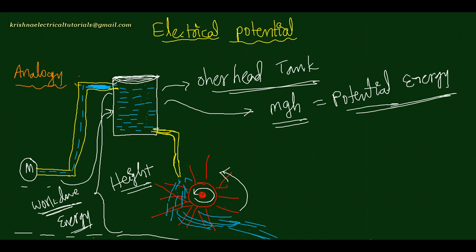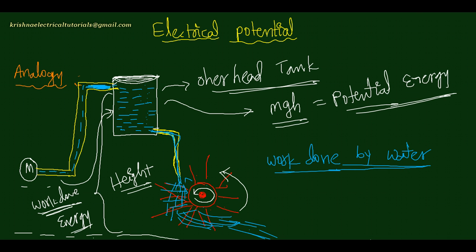Now if I connect this overhead tank to a small turbine which will rotate with the help of the water on the wheel of the turbine, some amount of work is done here to rotate this turbine. Work done by water is responsible for the rotation of the turbine.